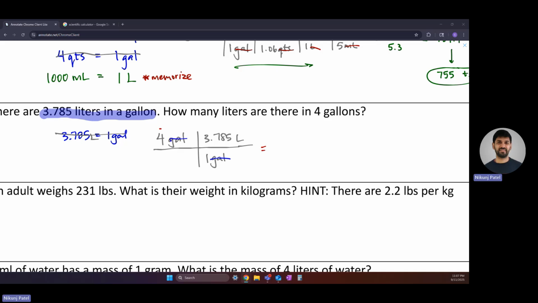All right, so we multiply across the top, and in this case, we don't really need to do anything across the bottom. There's just a 1. So when you multiply across the top here, you're going to end up getting 15.14, and we're ending up with liters because that's the unit we didn't cancel. And you could put divided by 1, but you don't necessarily need to. This is our answer right here.